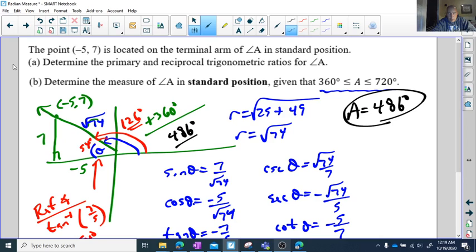So hopefully you're getting comfortable after watching this with reference triangles, reference angles, whether trig ratios are positive or negative based on where they're drawn, and how to find reference angles and use that to then find angles in standard position.